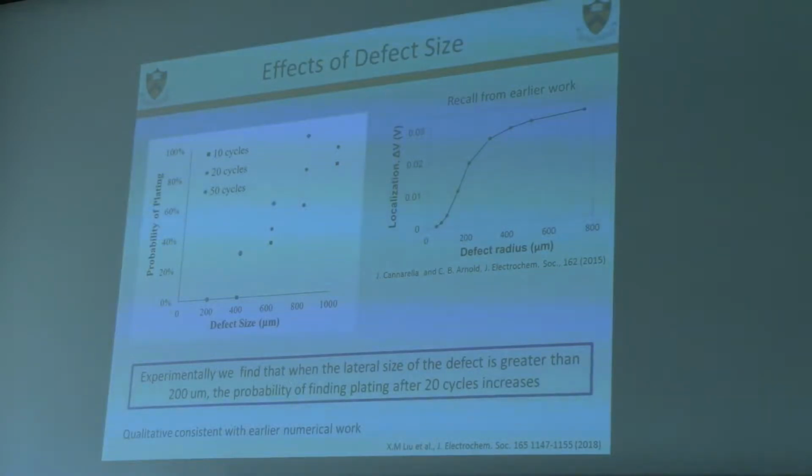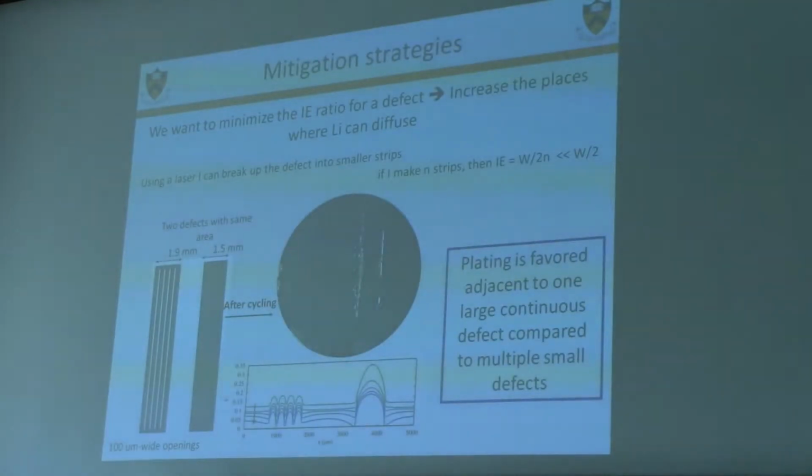We don't have to look for micron-sized defects. We only have to look for these larger defects, which will have a substantial impact on the transport in these systems. Okay, so that's comment number one. But comment number two is that we can actually mitigate this a bit.